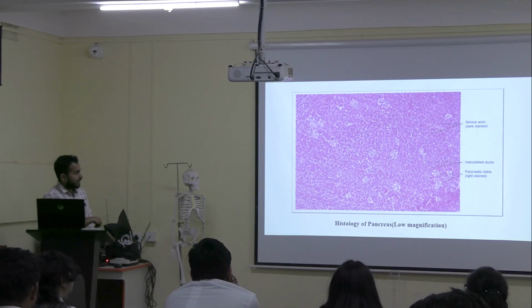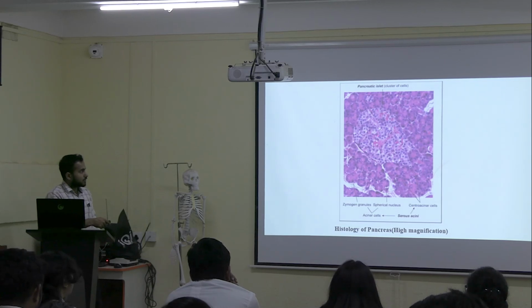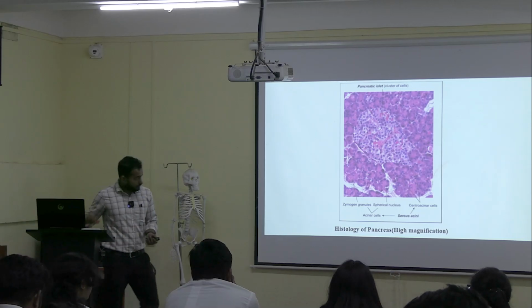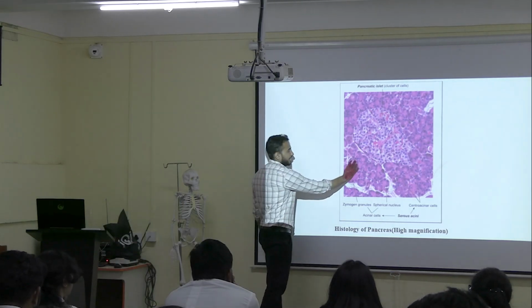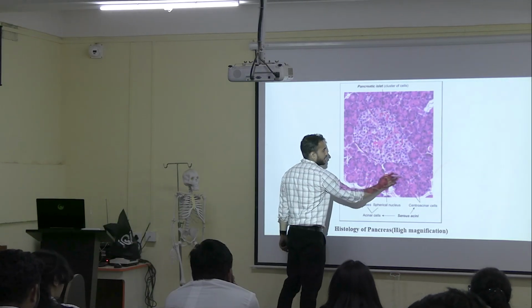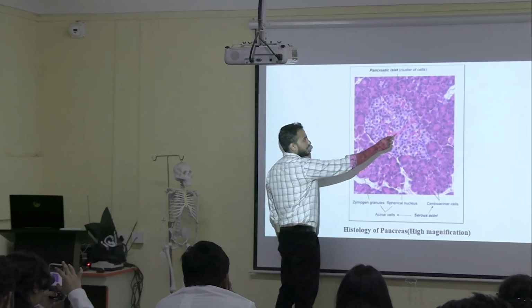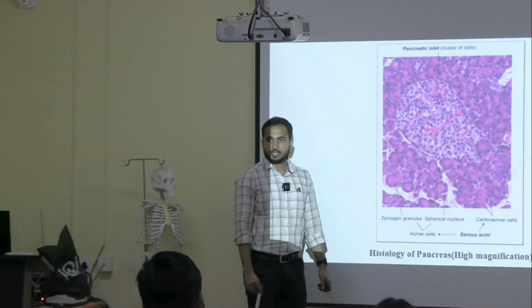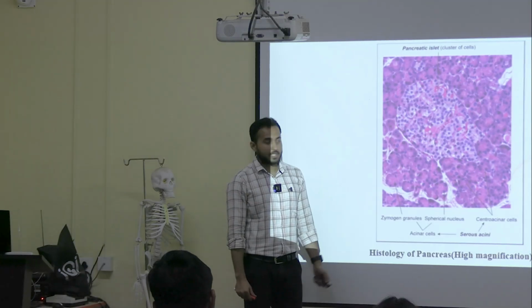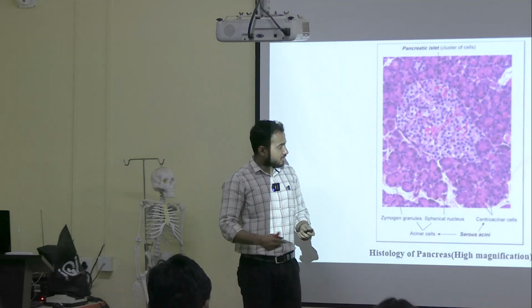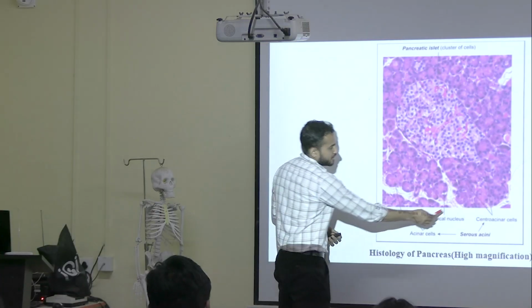Now let me show you in higher magnification. So in higher magnification, what is all this? This is the pancreatic acini. This is the islets. In the islets here, what you can see are the capillaries, fenestrated capillaries. Next, can anyone tell me what is this?